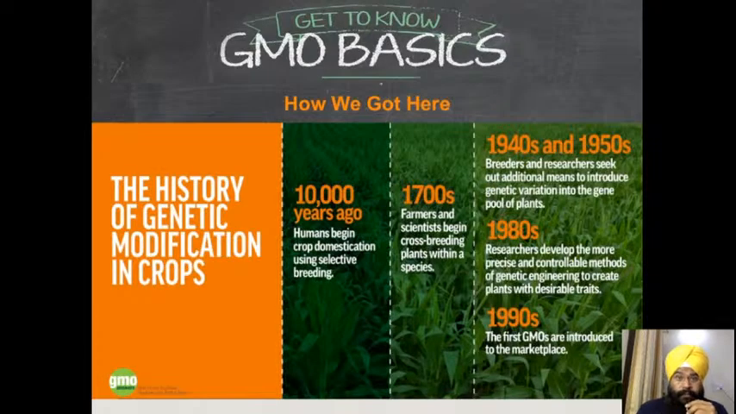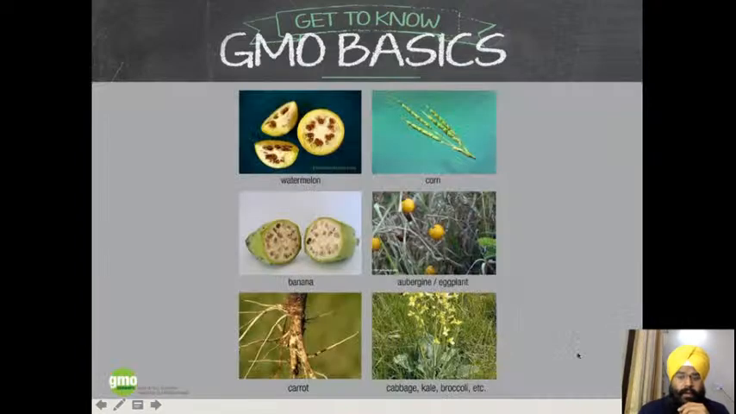In the history of genetic modification, around 10,000 years ago, humans began domestication using selective breeding. In the 1700s, they started to do crossbreeding. Then in the 40s and 50s, breeders and researchers introduced genetic variations into the pool of plants. In the 80s, more precise and controllable methods of genetic engineering started. Then in the 1990s, the first GMO was introduced in the marketplace.